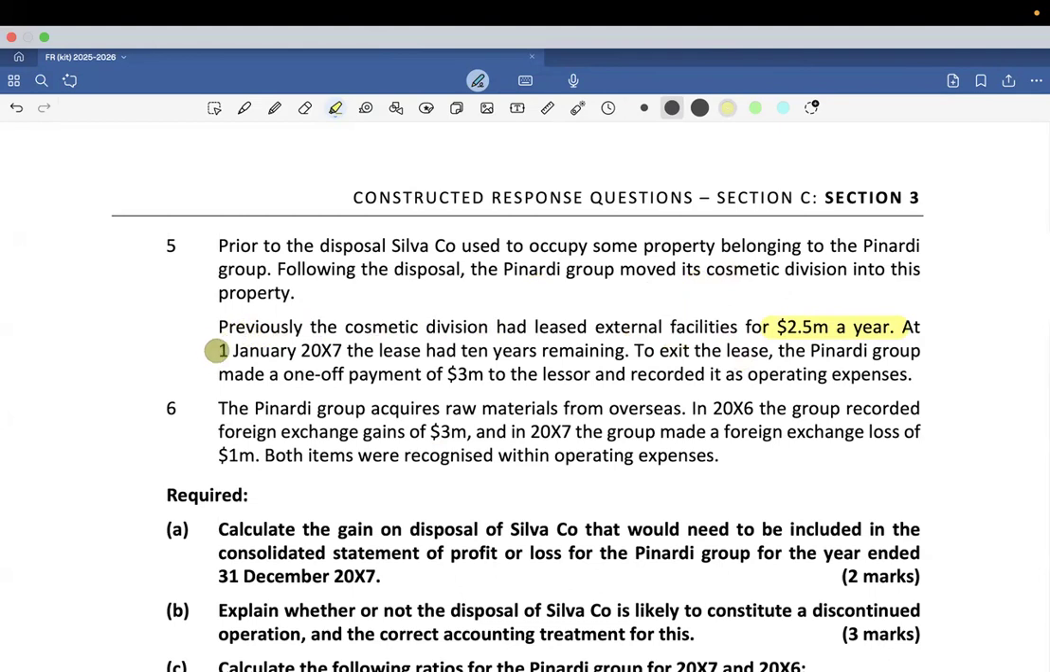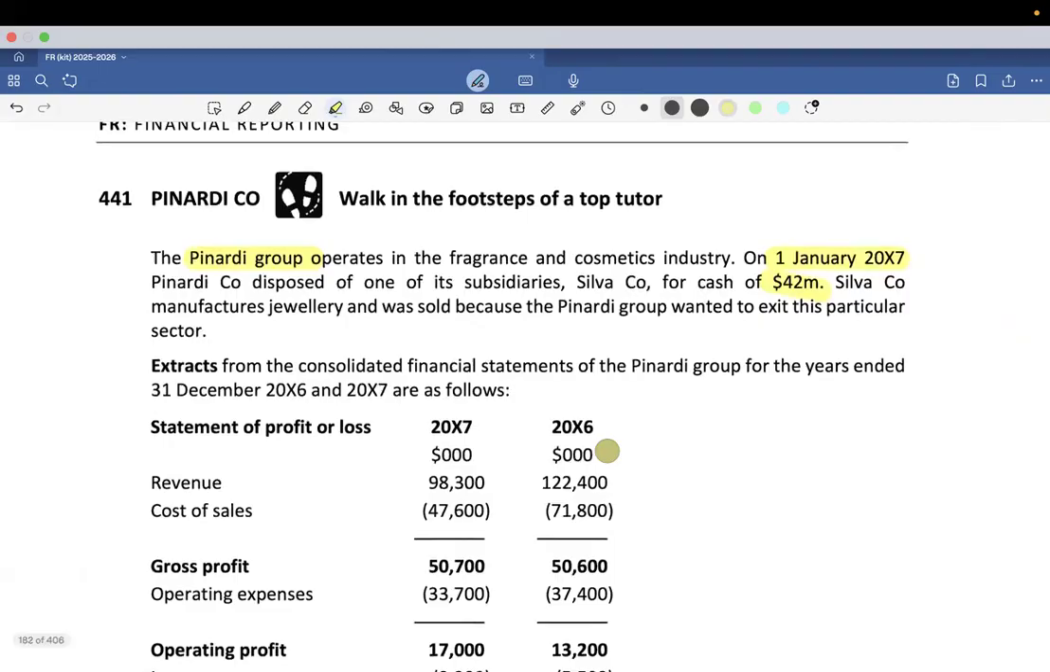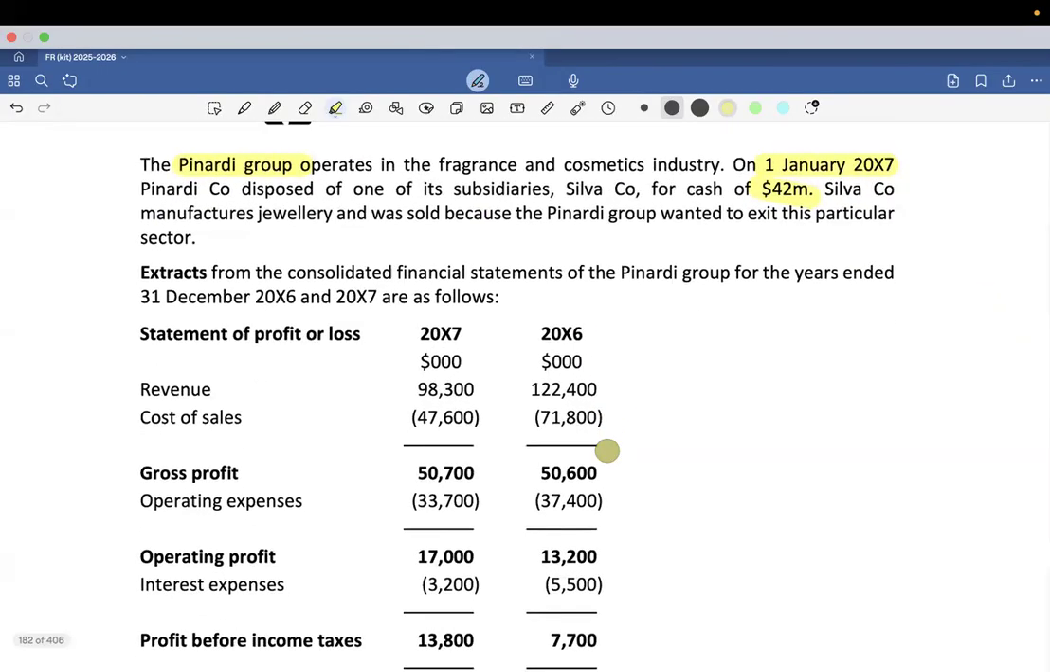Clear? So at 1st January 2007, the lease had 10 years remaining. To exit the lease, Pinardi Group made a one-off payment of 3 million to the lessor and recorded it as operating expenses. Pinardi Group acquires raw materials from overseas. In 2006, the group recorded a foreign exchange gain of 3 million, and in 2007, the group made a foreign exchange loss of 1 million. Both items were recognized within operating expenses. So this is the information that is being given in the question. Clear?